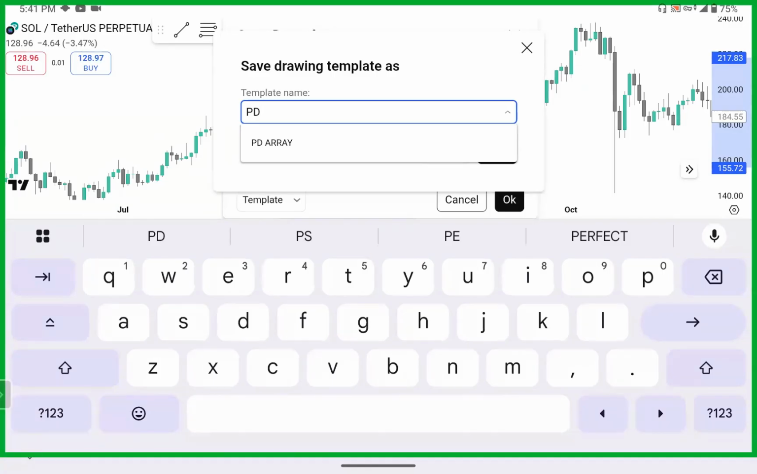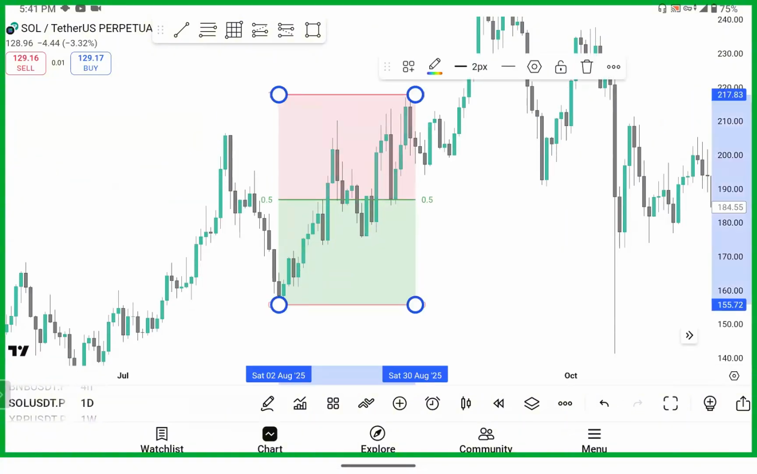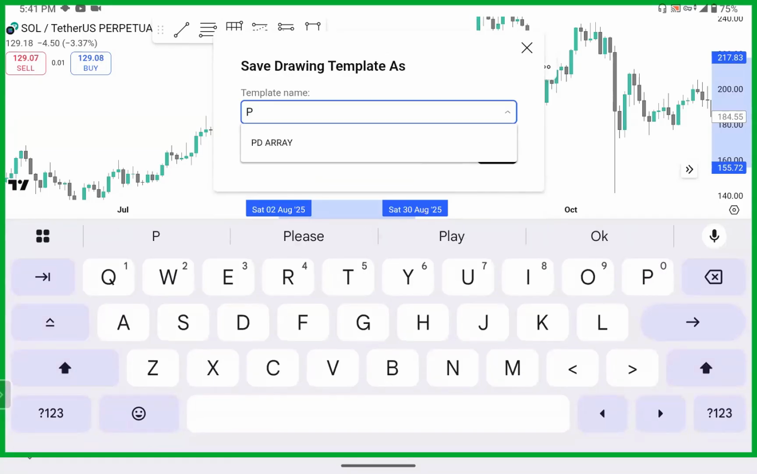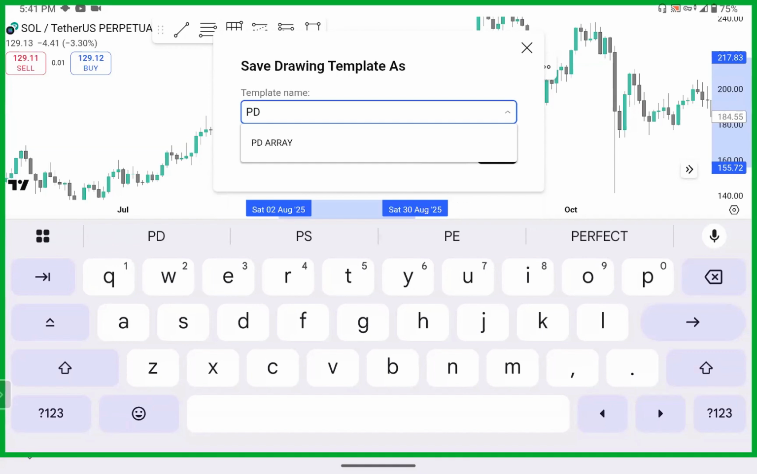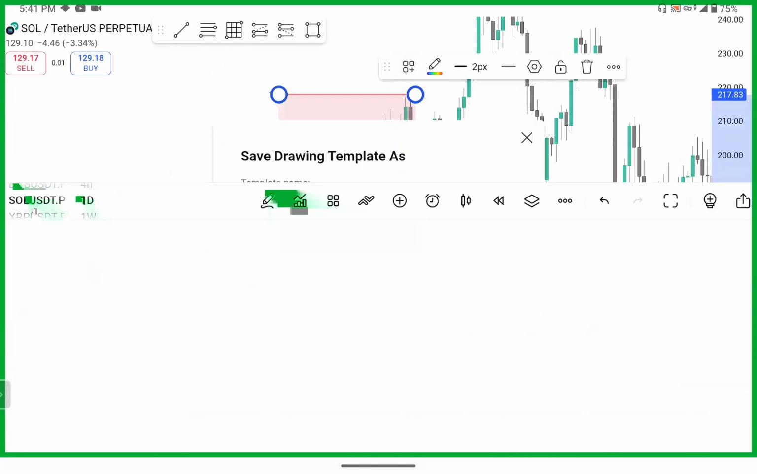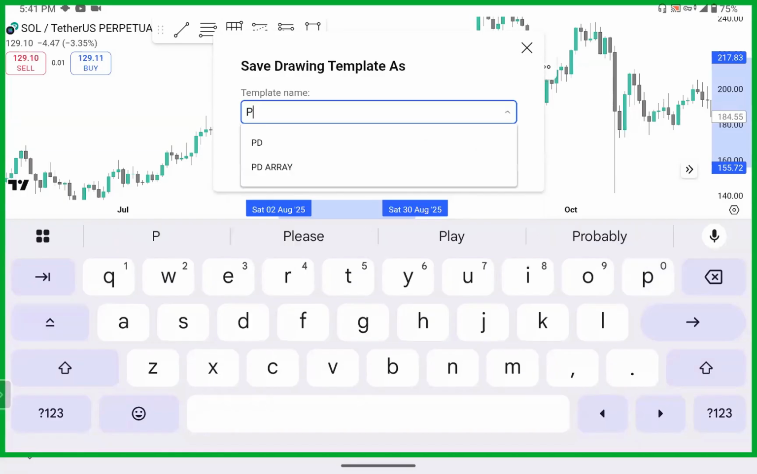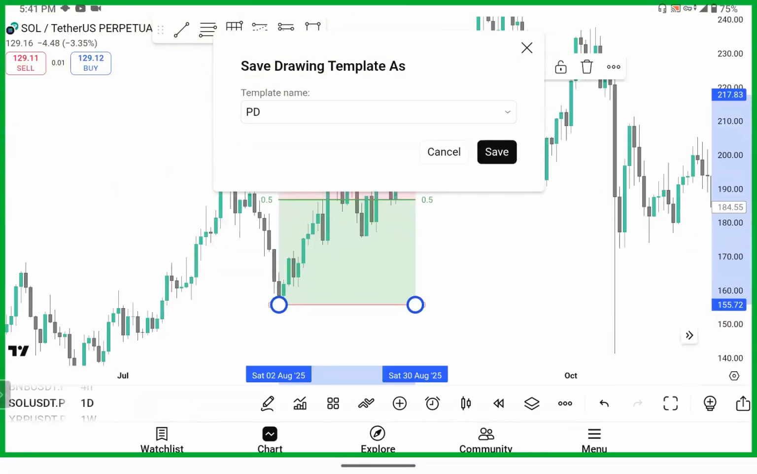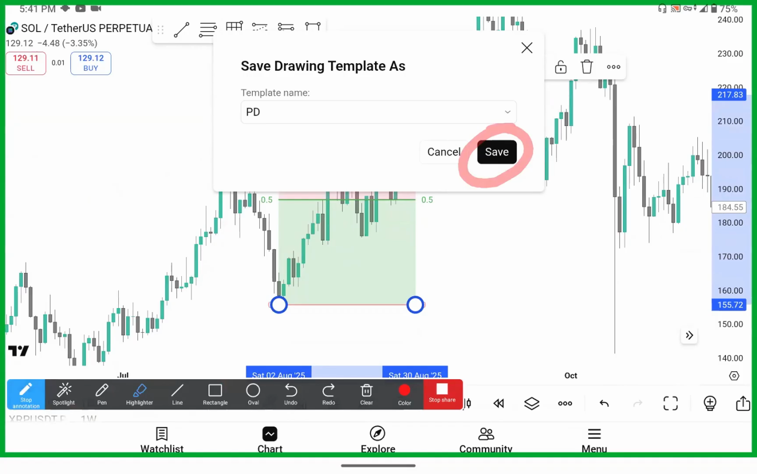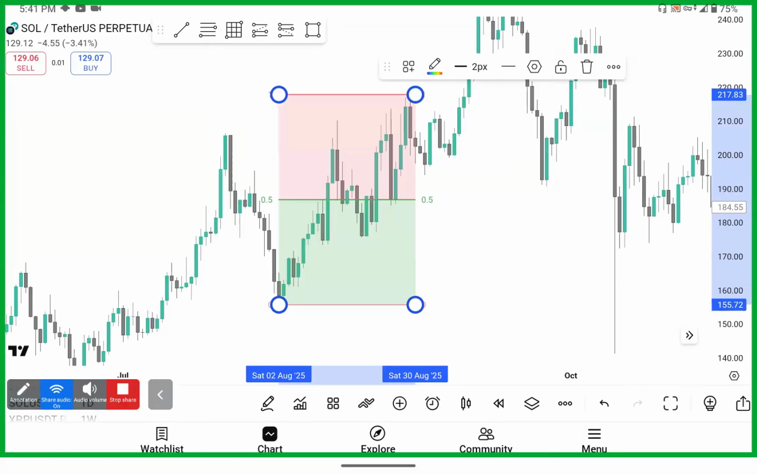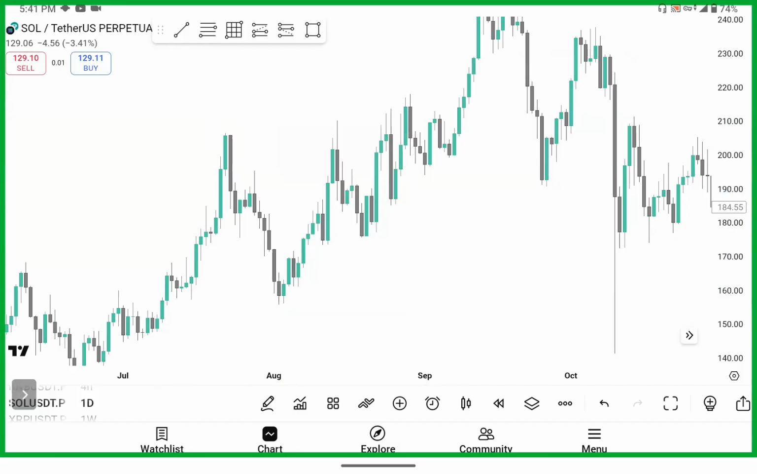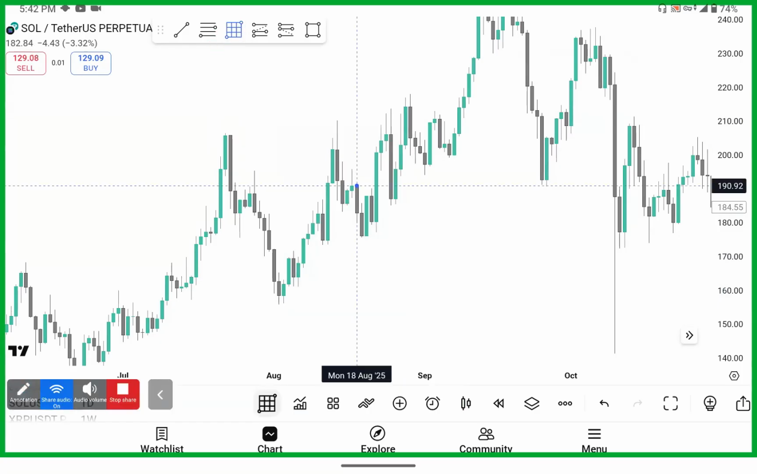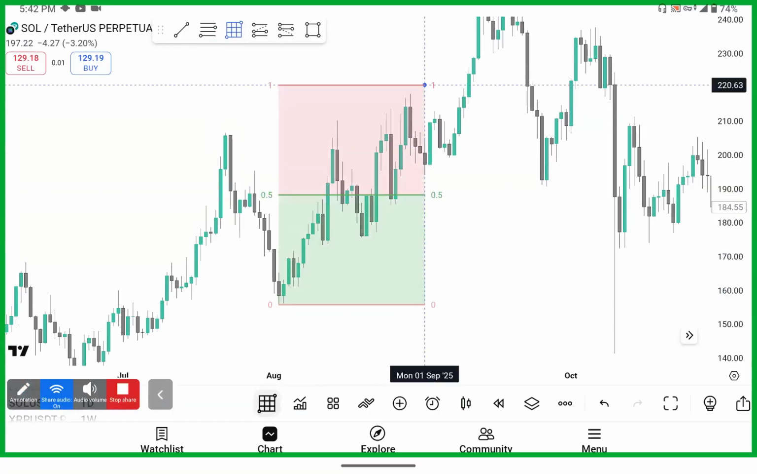Then after that, sorry, it has just seen. So you will just save the drawing as PD. Then you will tap. I really don't know why it is failing. So yeah, we shall save like that, and then you tap save. That's what you'll see. So it is saved. So whenever it is off your chart, you will always just tap on that tool, then bring it to a swing point and bring it to another swing point.